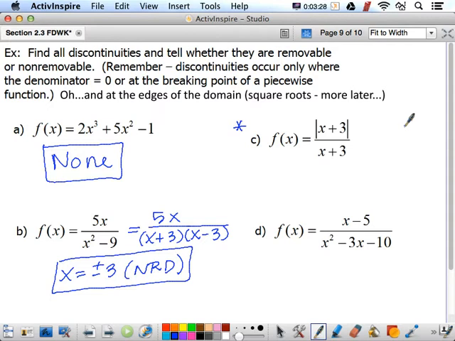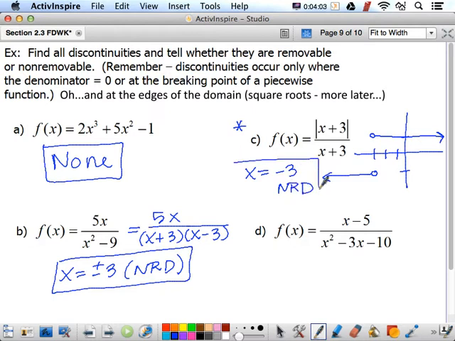So if you actually graph this and look at it, over here at negative 3, it'll look like this. And to the right of negative 3, it looks like that. Do you guys remember that? Yes? Okay, so we can always study the graph for these and take a look. So, what type of discontinuity do we call that? Non-removable. So jumps and asymptotes are non-removable discontinuities.